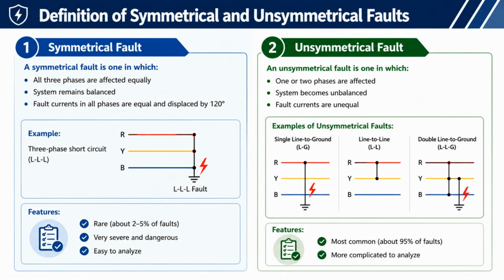2. Unsymmetrical fault. An unsymmetrical fault is a fault in which one or two phases are affected. In this condition, the power system becomes unbalanced. The fault currents in each phase are unequal. Examples of unsymmetrical faults: single line to ground (LG) fault, where one phase touches the ground; line to line (LL) fault, where two phases touch each other; double line to ground (LLG) fault, where two phases touch each other and the ground. Features of unsymmetrical fault. It is the most common fault, accounting for about 95% of all faults. It is more difficult to analyze because the system becomes unbalanced.